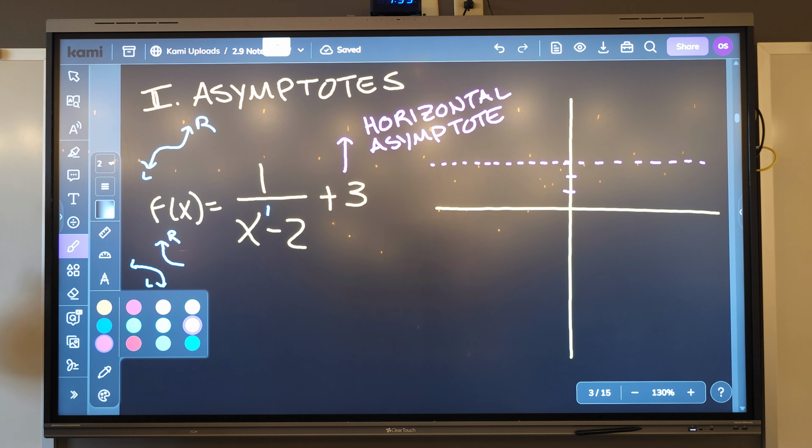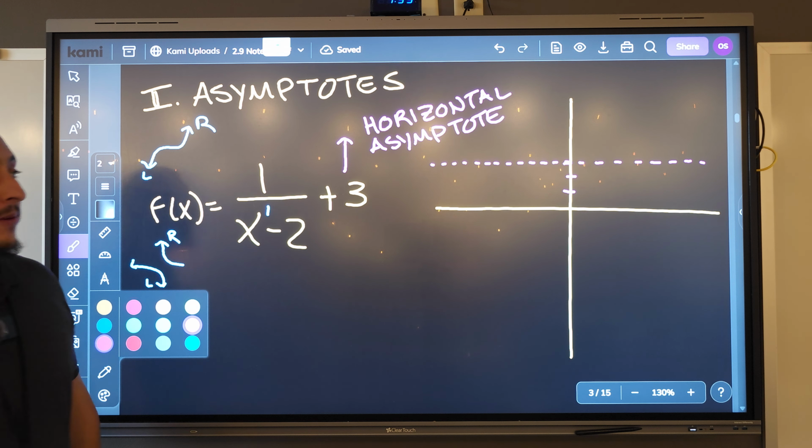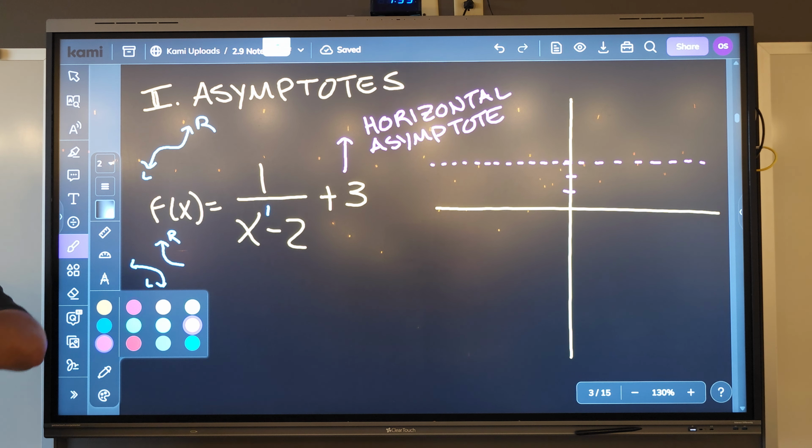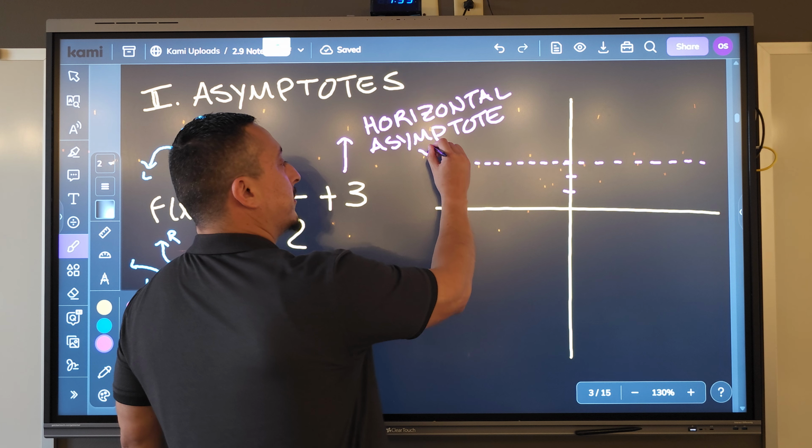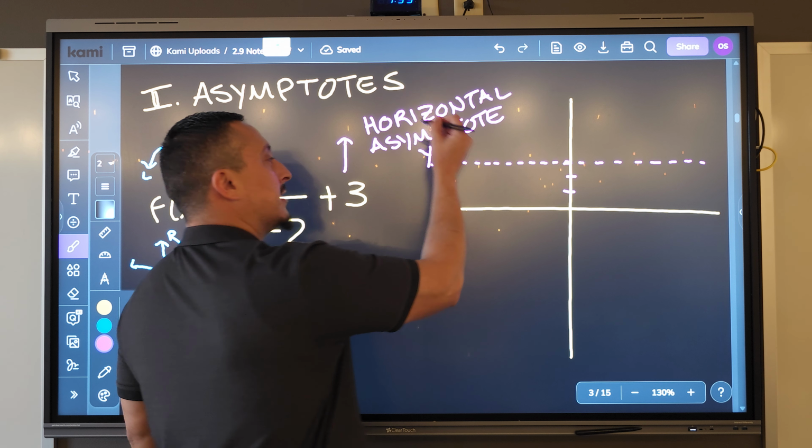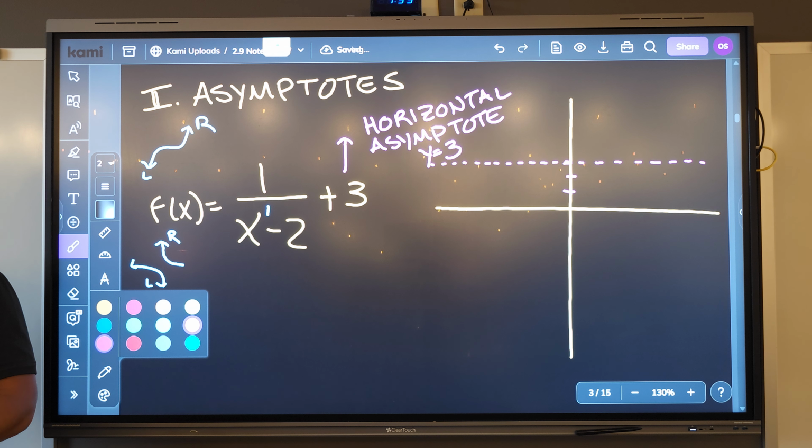Okay, so there's a wall right there. And it's located where I drew that line. What am I touching, the x-axis or the y-axis? The y, so it's going to be y equals the number which it touches. So that's the equation for the horizontal asymptote.